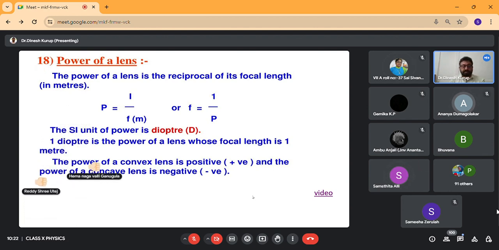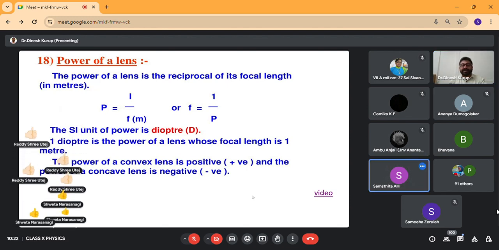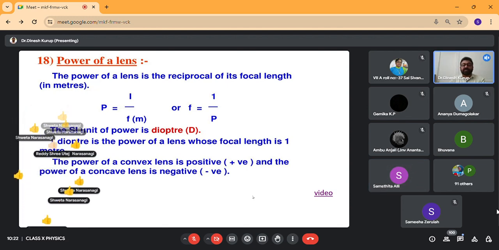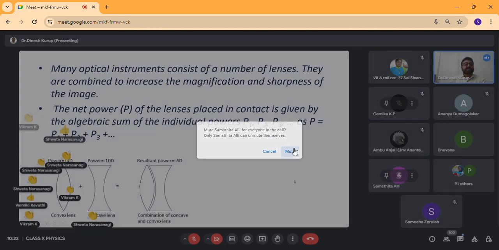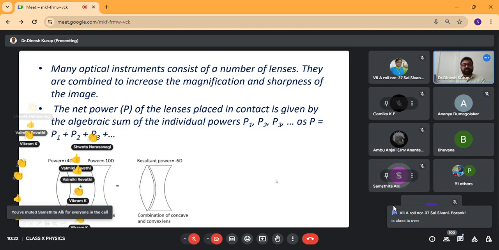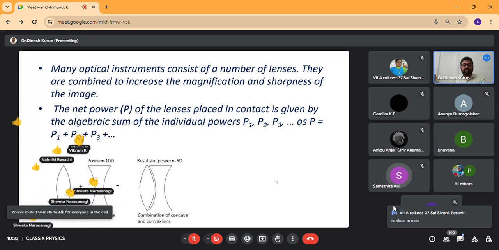So many of you may be having spectacles, and if you have a spectacle and you have a specific power for your spectacle, now you are in a position to identify which kind of spectacle you have, whether it is convex lens or concave lens or whatever it is. All right. See this one.